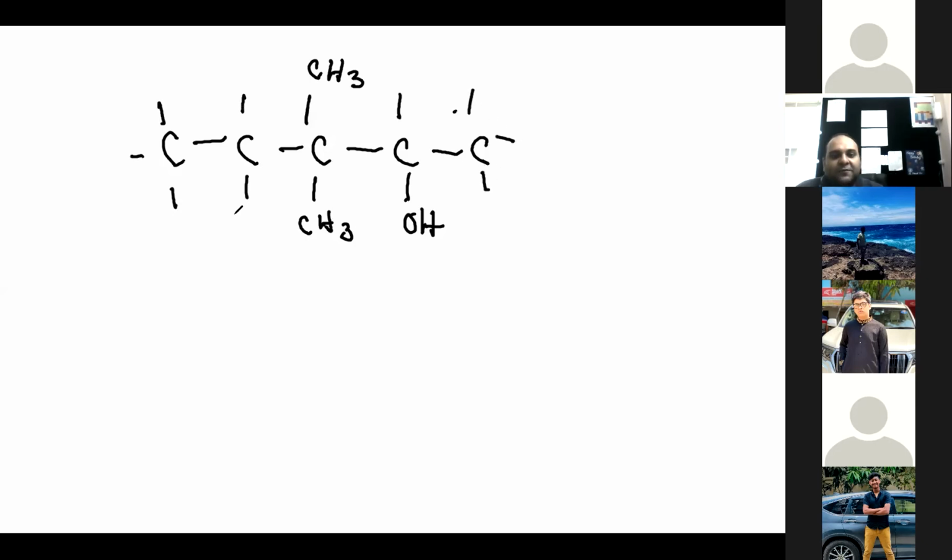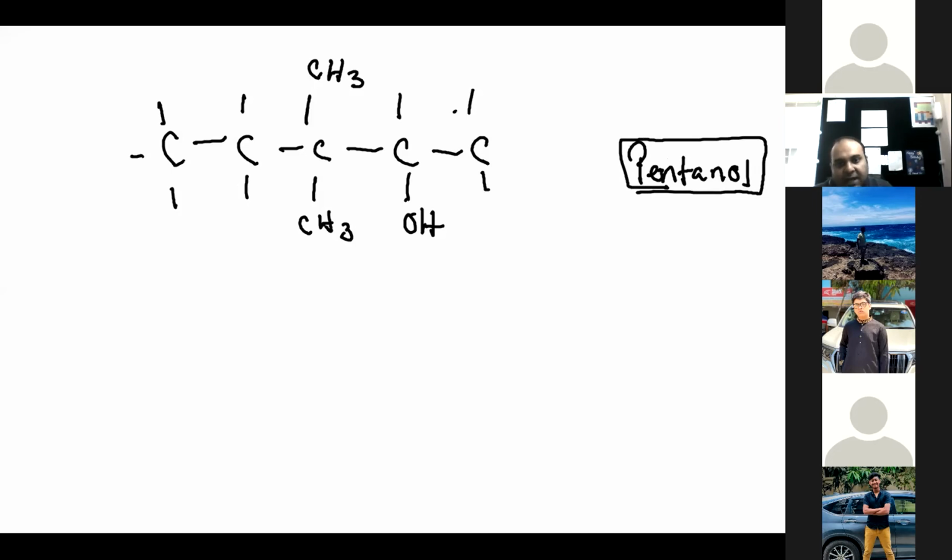So first of all, we have to find out the longest chain. Look, first 1, 2, 3, 4, 5. So the longest chain is 5 carbon. Sir, 2-methyl butane. The name will be pentanol, because pentane means this has 5 carbons.